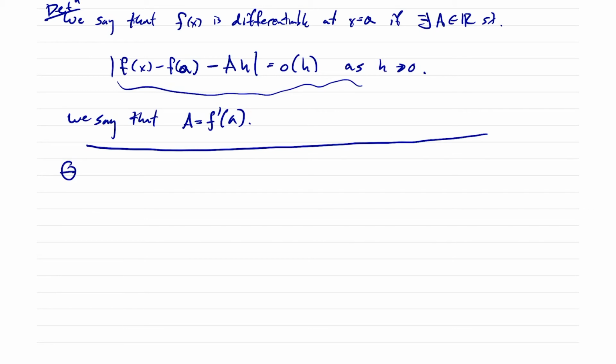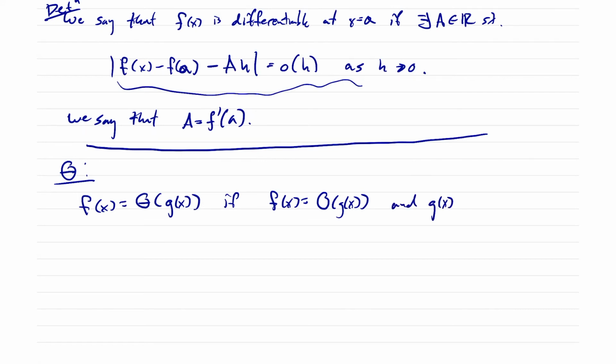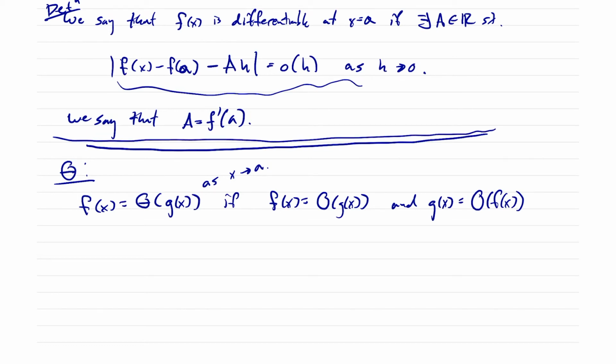All right, so let's wrap this up and talk about theta notation. So theta notation is basically this. f of x is equal to theta of g of x if f of x is equal to big O of g of x, and g of x is equal to big O of f of x, say as x goes to some quantity a.